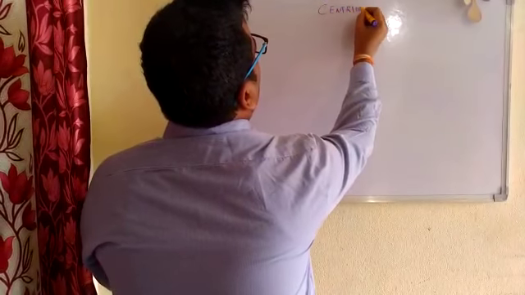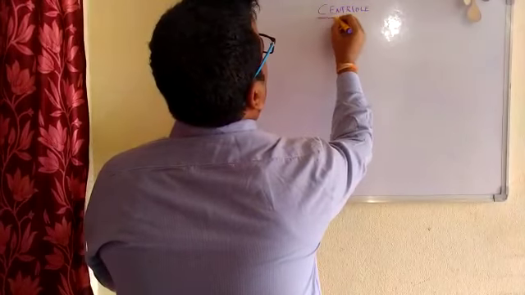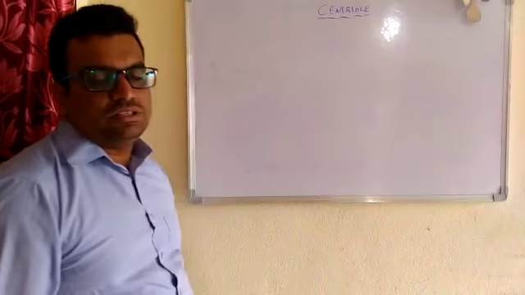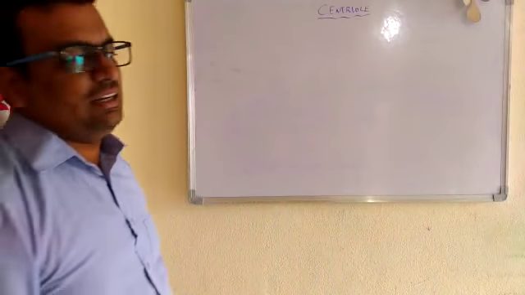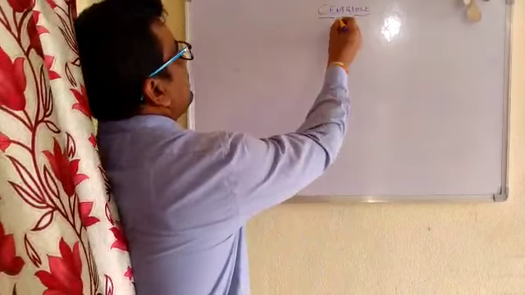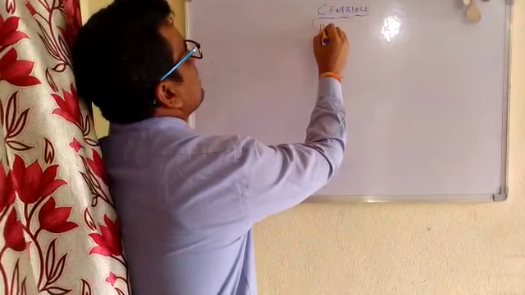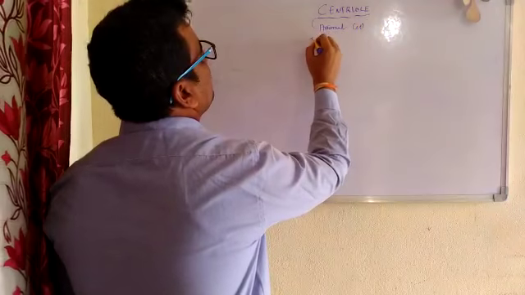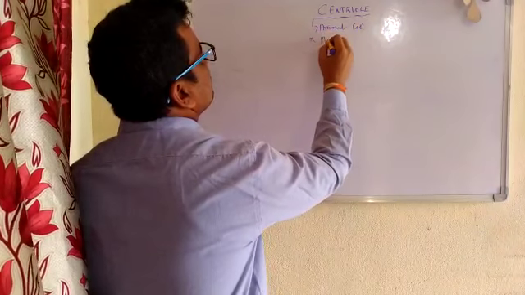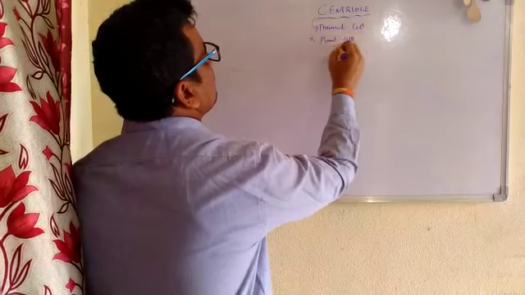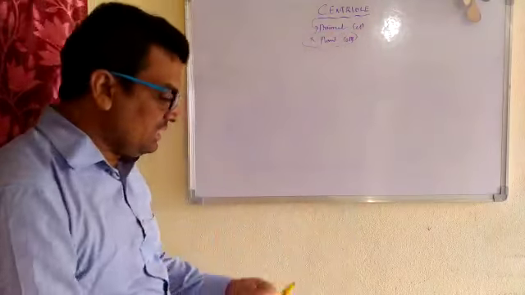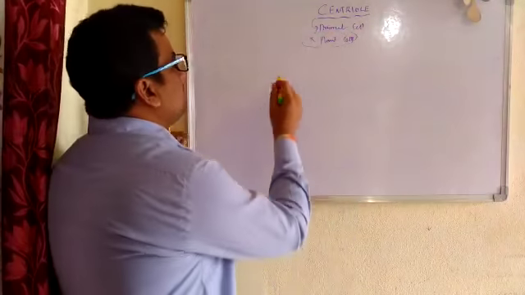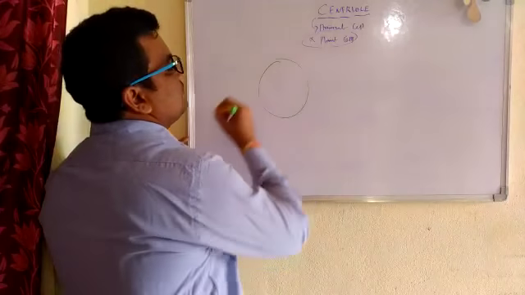What, children? Centriole. This is also an important cell organelle, as we earlier discussed that it is found in animal cells. It is absent in plant cells. Now let us try to understand the importance of the centrioles.